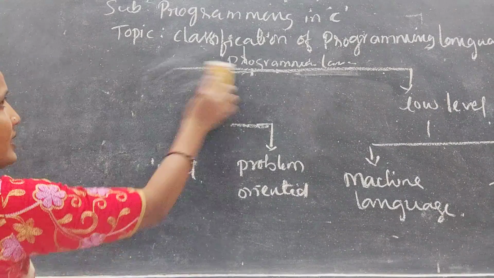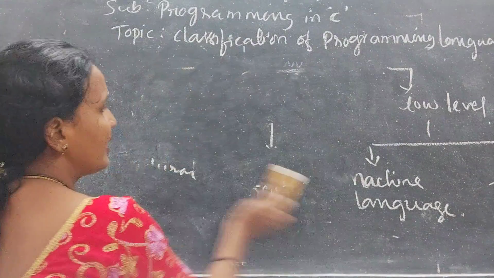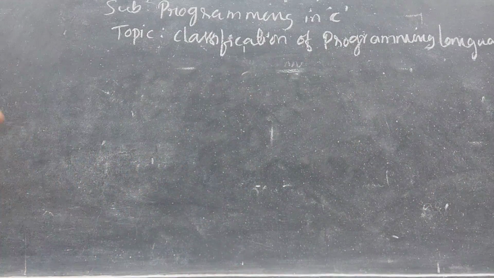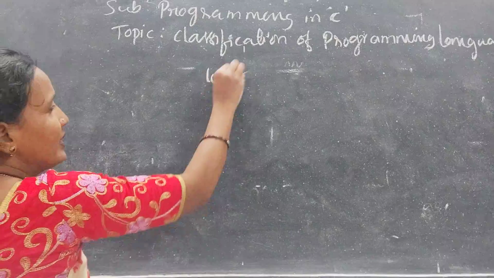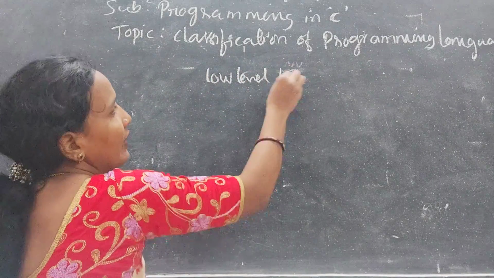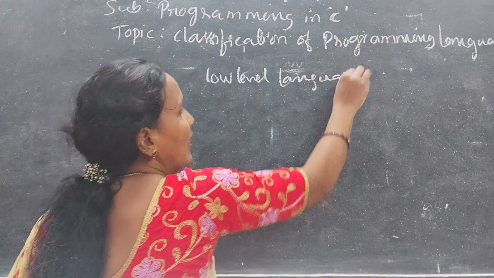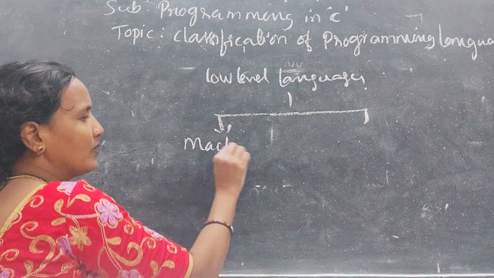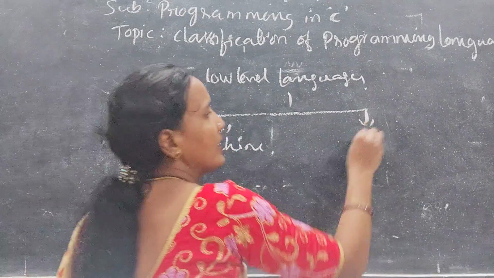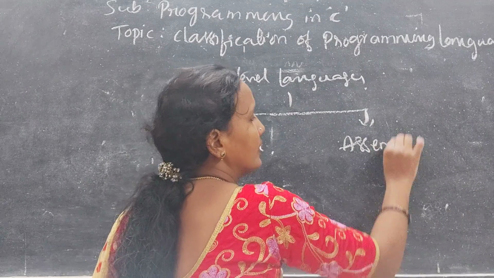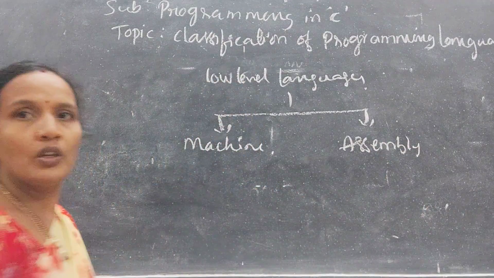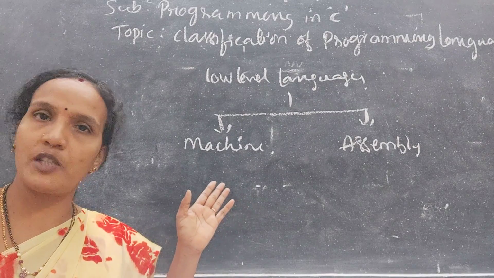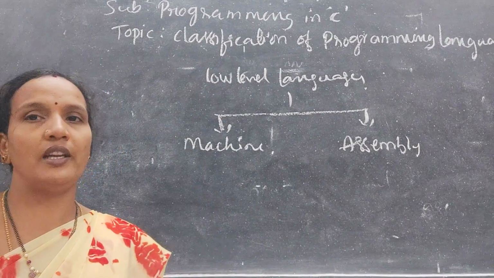Machine language and assembly language. Low level languages are of two types. The first one is machine language and the second one is assembly language. Already I have completed the theory part of this, and the explanation is also completed. What is a machine language?